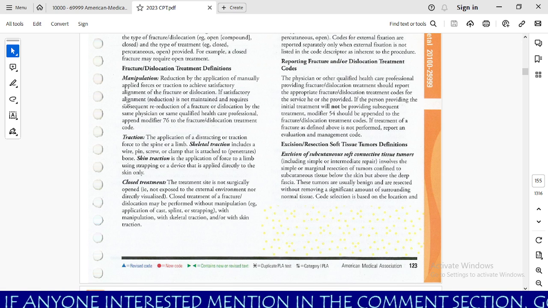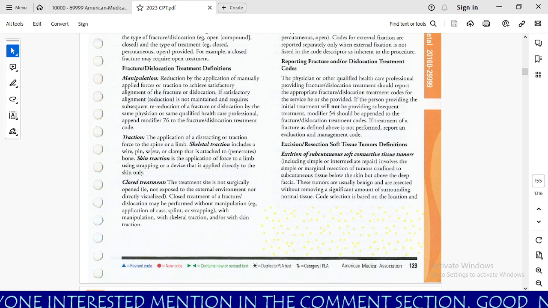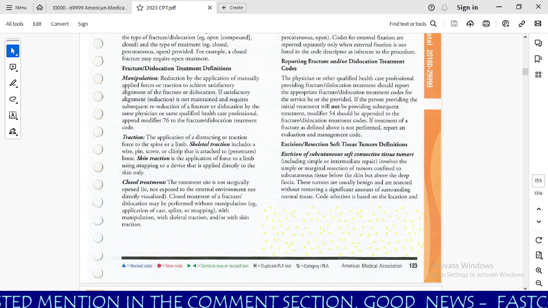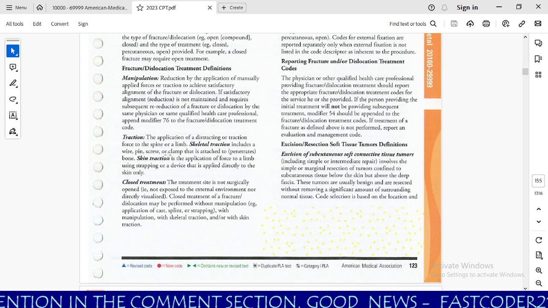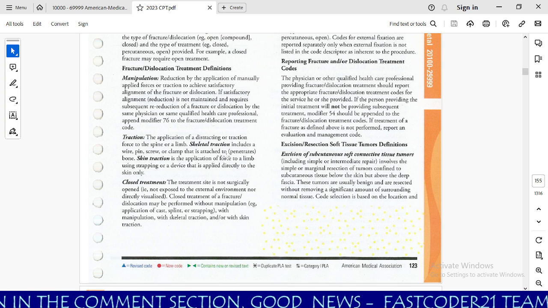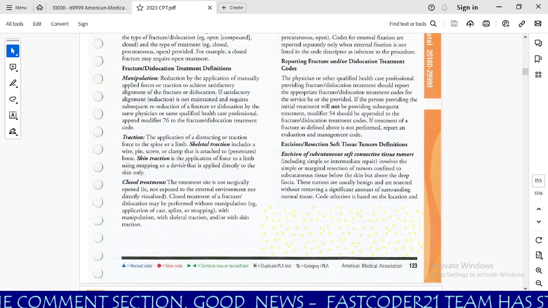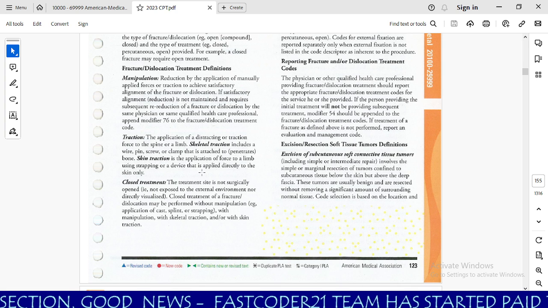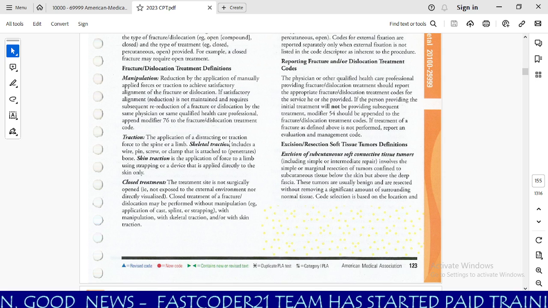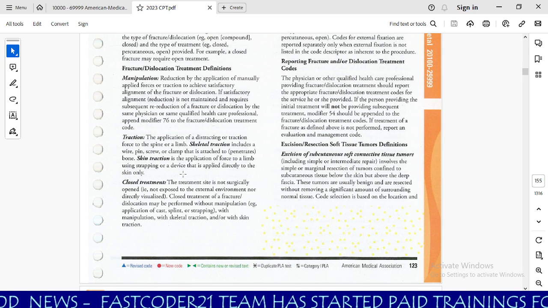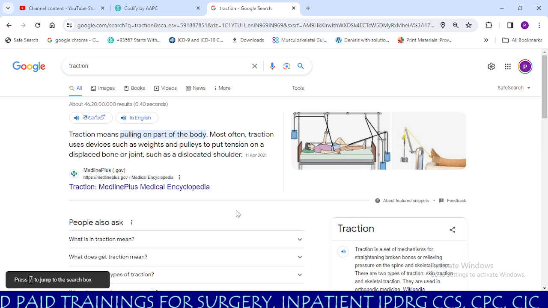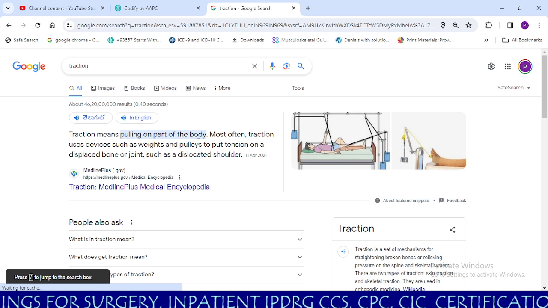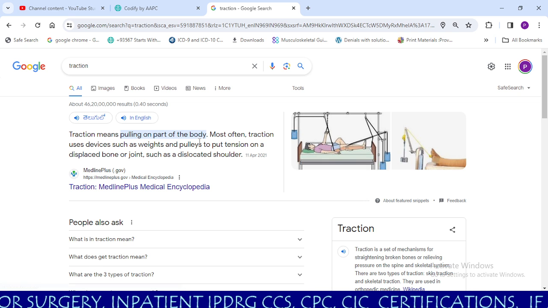Okay. So next we need to check traction. The application of a distracting or traction force to the spine or limb. Skeletal traction includes a wire, pin, screw or clamp that is attached to the bone. Skin traction is application of force to a limb using strapping or a device. So we will check the difference here. We will check here in Google. If you see here, basically traction means pulling on part of the body.